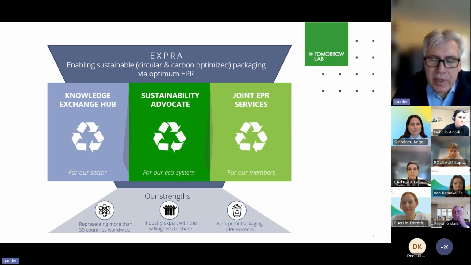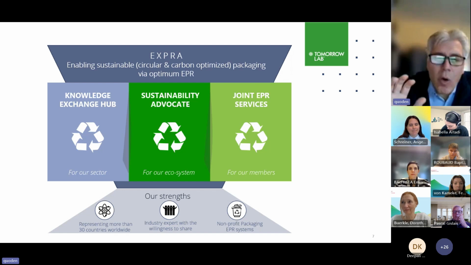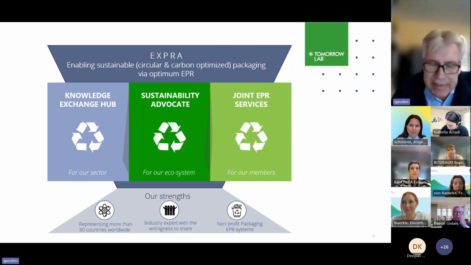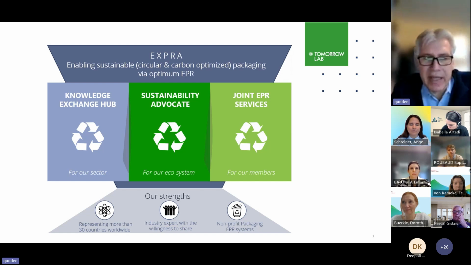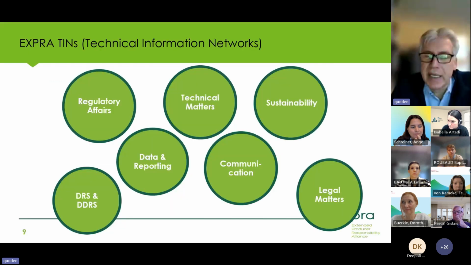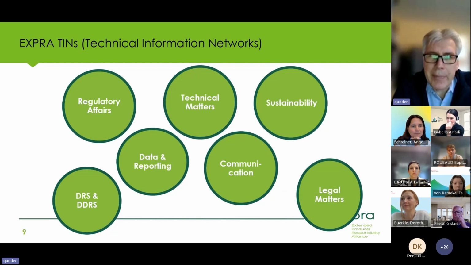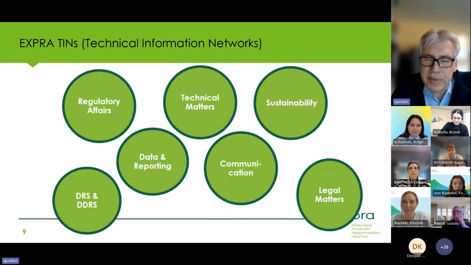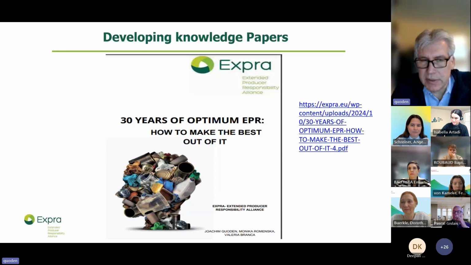To help our members, we have an internal knowledge base for our members where we try to store all the information that we are gathering from the members, what we are discussing and so on. So they can find everything in our membership base, a kind of little Wikipedia for EPR, I would say. The work itself, the information exchange, is happening in our technical information networks with regard to the various topics involving the various departments of our members.